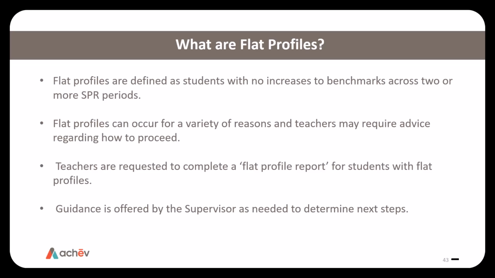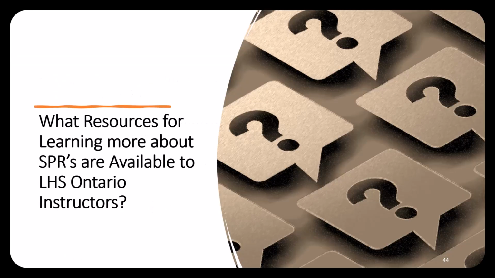If you have a student that did not have any benchmark progress in the last 2 reporting periods, then you will have what's called a flat profile. Flat profiles are defined as students with no increases to benchmarks across 2 or more SPR periods. Flat profiles can occur for a variety of reasons, and teachers may require advice regarding how to proceed. Teachers are requested to complete a flat profile report for students with flat profiles. Also, guidance is offered by the coordinator as needed to determine the next steps.